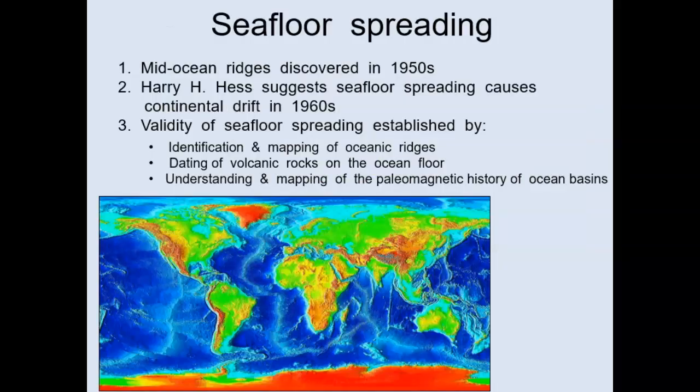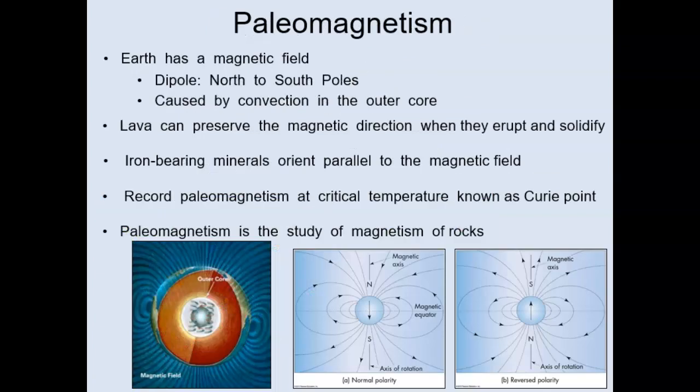And the third line of evidence was the understanding and the mapping of the paleomagnetic history of the ocean basins. So this is a bit more complicated to understand, but I'll go through it in the next few slides and try to explain it to you to the best of my abilities, okay? Alright, so here we'll start with some basics.